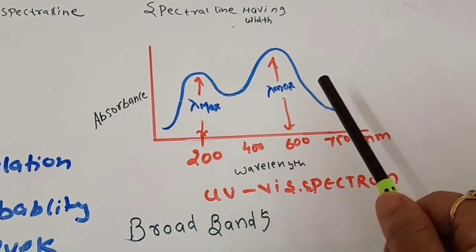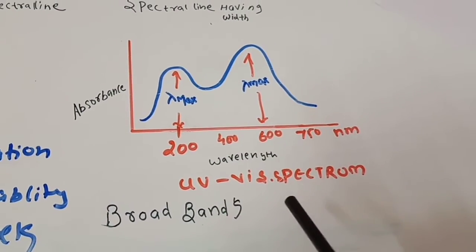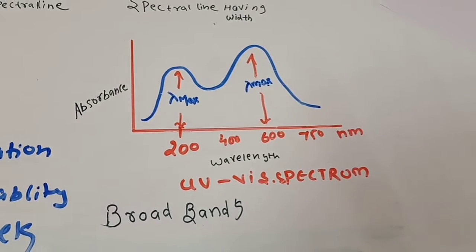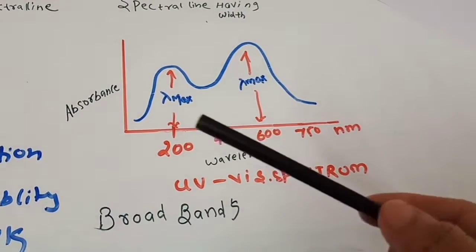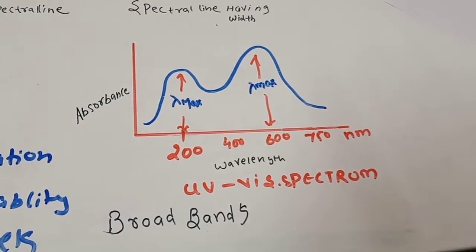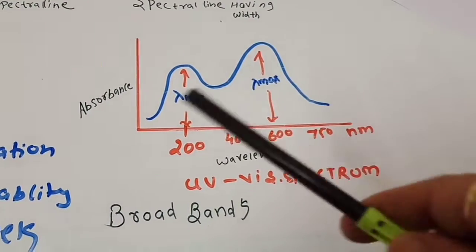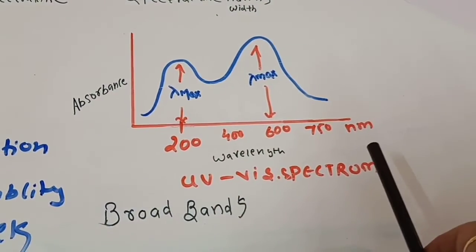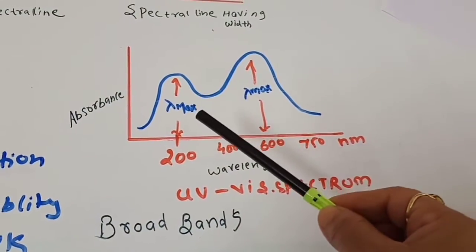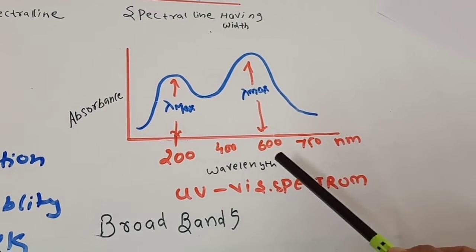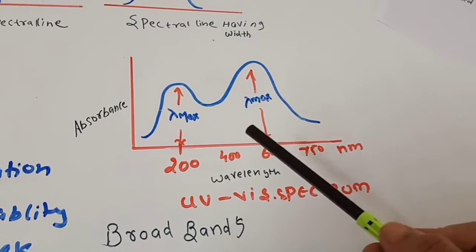These are broad bands because generally ultraviolet visible spectrum हमारे broad band ही देते हैं, because along with the changes in the rotational energy level, the changes take place in the vibrational as well as the electronic levels. So we can see that the spectrum is plotted between the absorbance and the wavelength, and here the 2 broad peaks are at our 200 nanometer wavelength and the 600 nanometer wavelength.